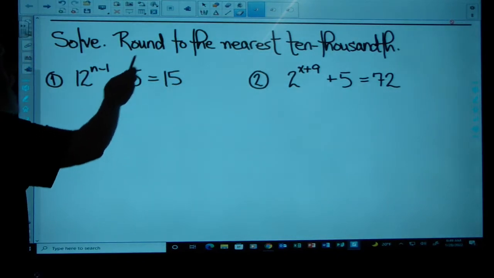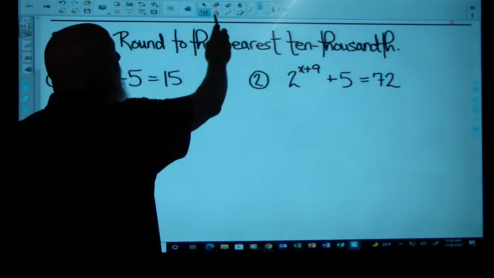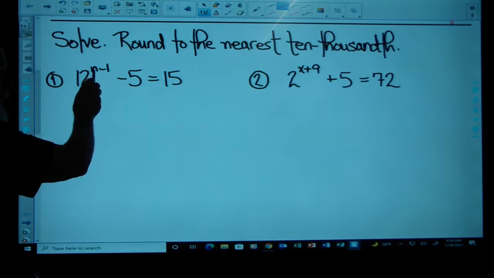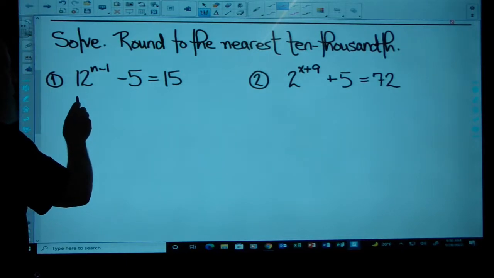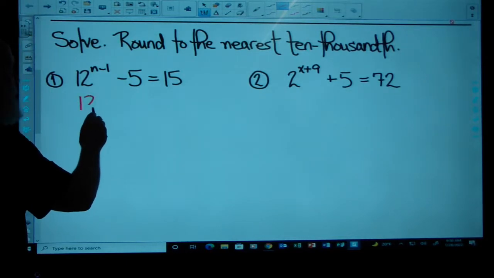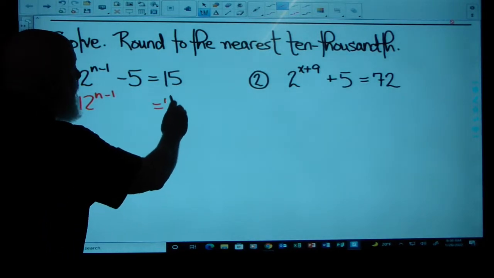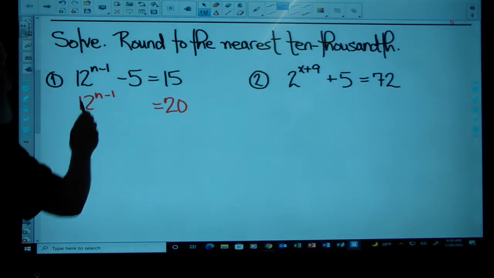First thing I want to do when I'm solving is get this part right here that has the variable in it. That variable is in the exponent, so it's an exponential equation. I want to isolate this part, so I'm going to add 5 to both sides. That will yield 12 to the n minus 1 is equal to 20. So I've isolated the part that has the variable in the exponent.